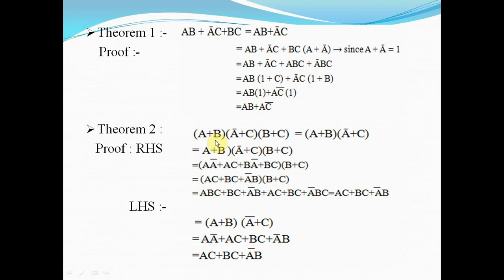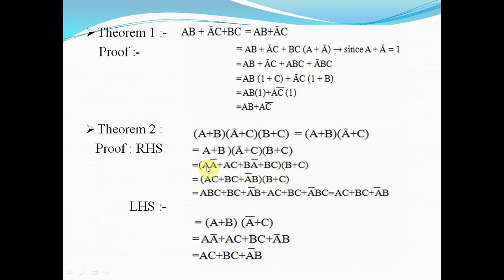In the second theorem, (A plus B) bracket complete, another bracket (A bar plus C) bracket complete, and a third bracket (B plus C). We have to show that this is equal to (A plus B) bracket complete, and another bracket (A bar plus C). Let's go through it. First take this one. We are getting A into A bar, then A into C, then A bar into B plus B into C. Just multiply this bracket with this one. Once we multiply both brackets, one bracket is remaining, B plus C. Again multiply this bracket with this one.